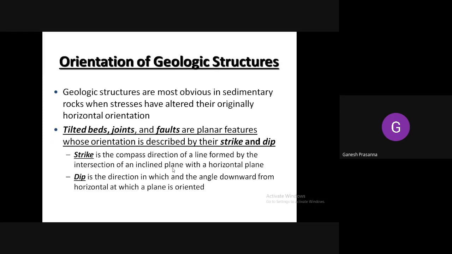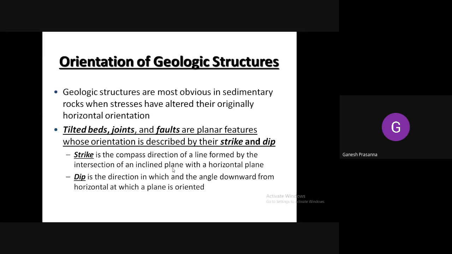Coming to the orientation of the geological structures, they are most obvious in sedimentary rocks. Many times these geological structures, the faults and the folds, along with joints and unconformities, are seen. Joints may be seen in some igneous rocks, but unconformities, faults and folds are a very common aspect in the structure of sedimentary rocks because stresses have altered their original direction of inclination or orientation.